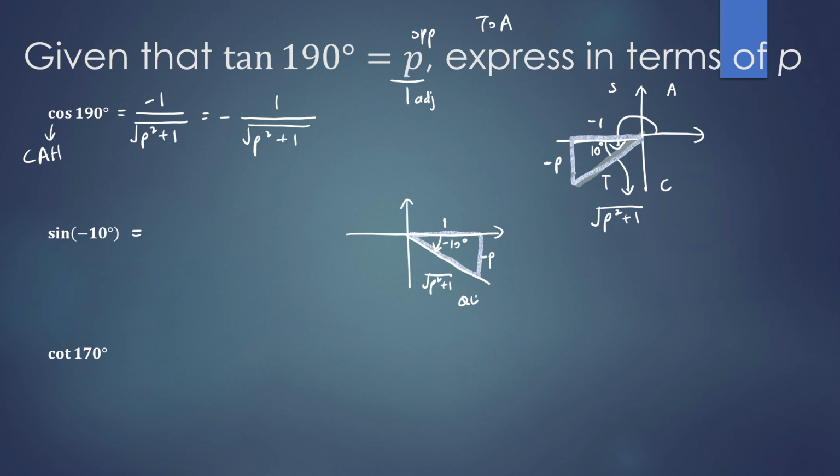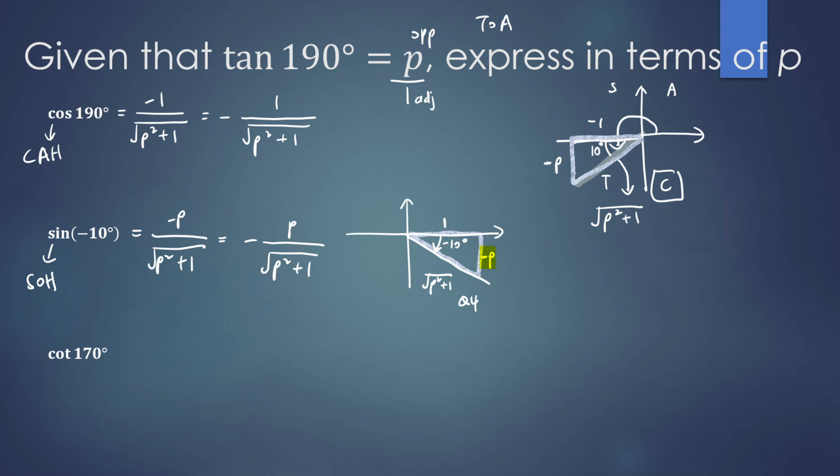So I know that this is in quadrant 4. In quadrant 4, I expect that sine will be negative because in quadrant 4, only C will be positive. So I expect myself to have a negative answer. But if I have already considered the negative sign here, I actually don't need to worry about the negative or positive sign in my All Science Teacher Crazy. It will be taken care of. So therefore, sine negative 10 will be SOH, opposite over hypotenuse. Opposite will be negative p, hypotenuse will be square root of p squared plus 1. So if I write it properly, it will be negative p over square root of p squared plus 1.